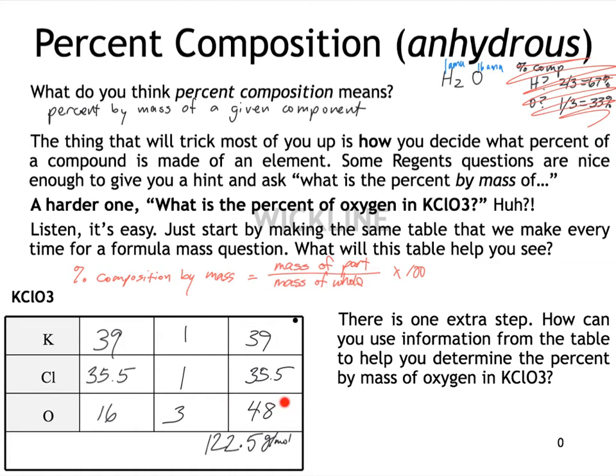So the mass of the oxygen is conveniently already solved for us if we do the table. So now we have 48 grams per mole of oxygen, and we have 122.5 grams per mole for the entire formula. And so I'm able to determine that oxygen makes up 39% of the mass of potassium chlorate. There are going to be some decimals there after the 39, but with a percent, you don't really need to put a bunch of decimals after it. The Regents won't care if you leave it as an integer number.